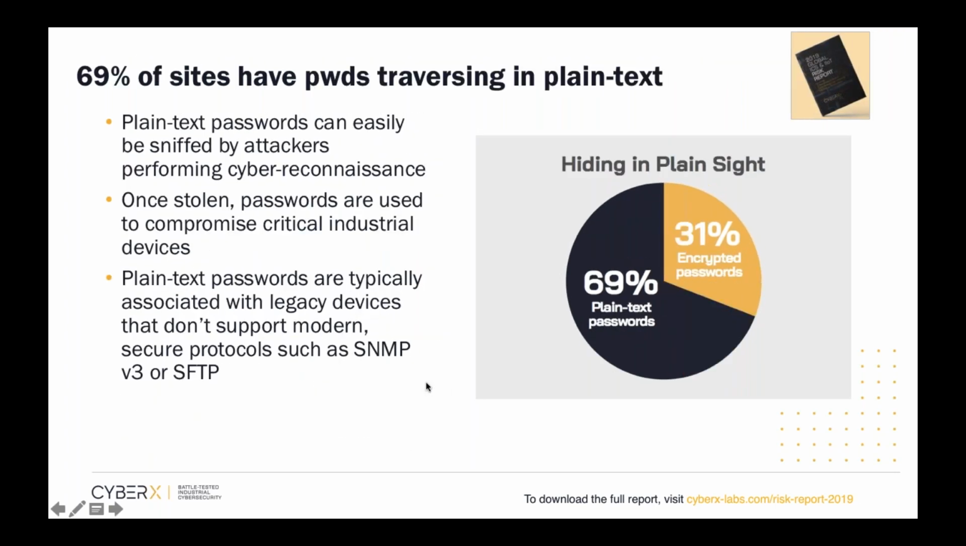Next thing we found was that 69% of the sites that we monitored had passwords traversing in plain text. This is a problem because plain text passwords can be easily sniffed by anyone who's performing cyber reconnaissance. Once stolen, the passwords are used to compromise critical industrial devices. And the plain text passwords are typically associated with legacy devices that don't support modern secure protocols such as SNMP v3 or SFTP. So you can see there's sort of a pattern emerging here.